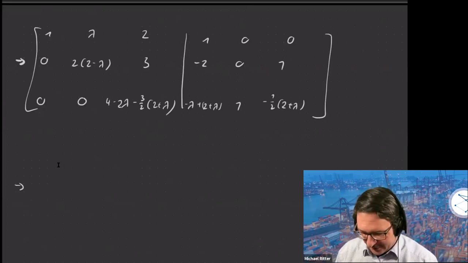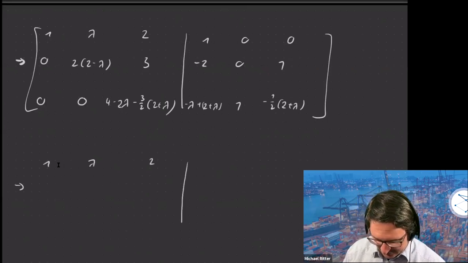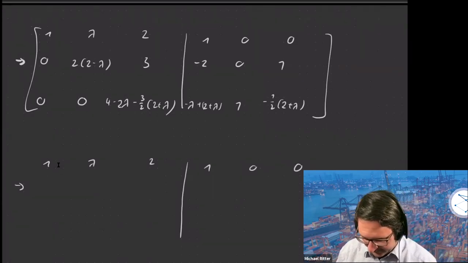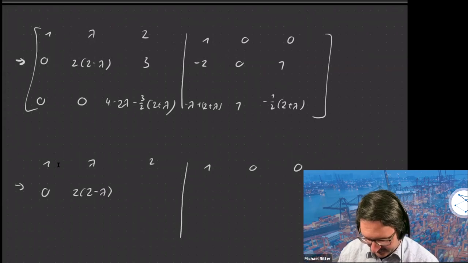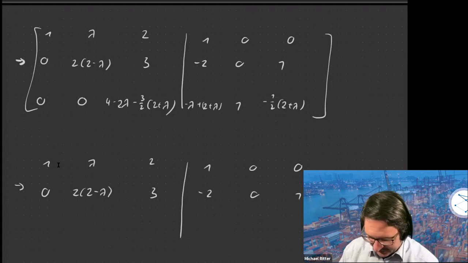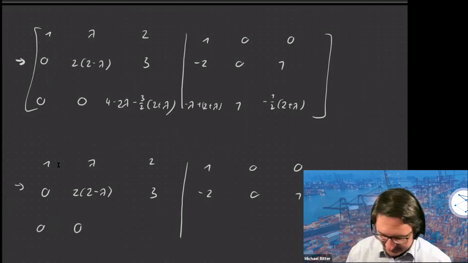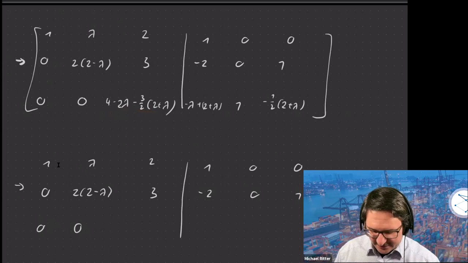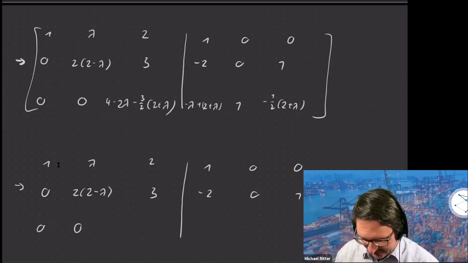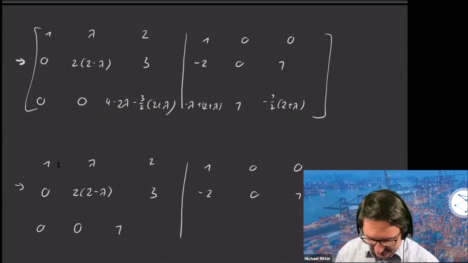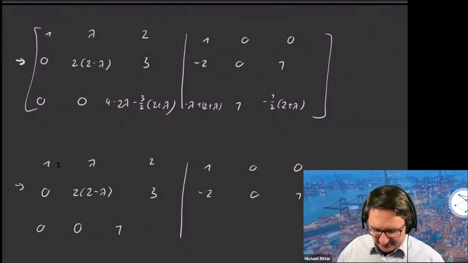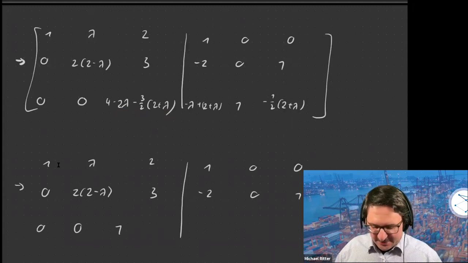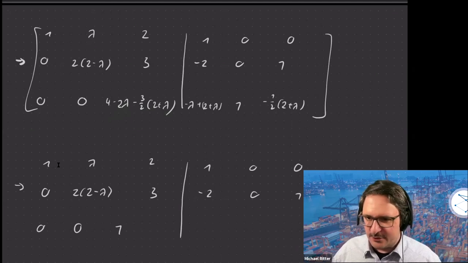Okay, let's simplify a little before we go on. 1, lambda, 2, 1, 0, 0. So here we have 2 minus lambda, 3. Minus 2, 0, 1. And here, let's see, what do we get here? So here we have 4 minus 2 lambda. There's minus 3 over 2 times 2, that's minus 3. So 4 minus 3, that would be 1. And here we get minus 3 over 2 times lambda. Minus 2 times lambda, that should be minus 7 over 2 times lambda.